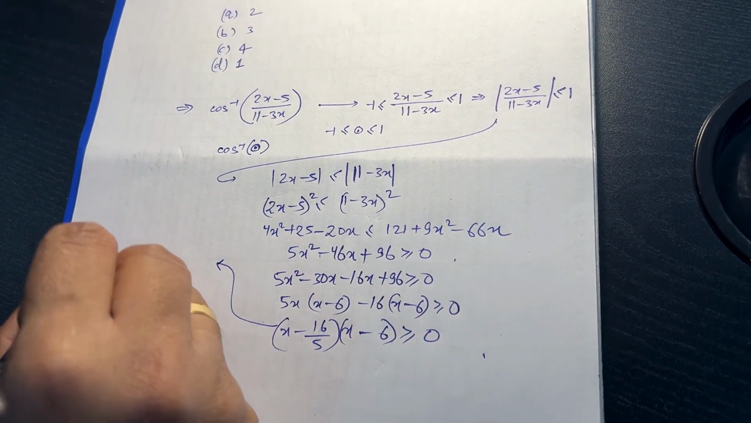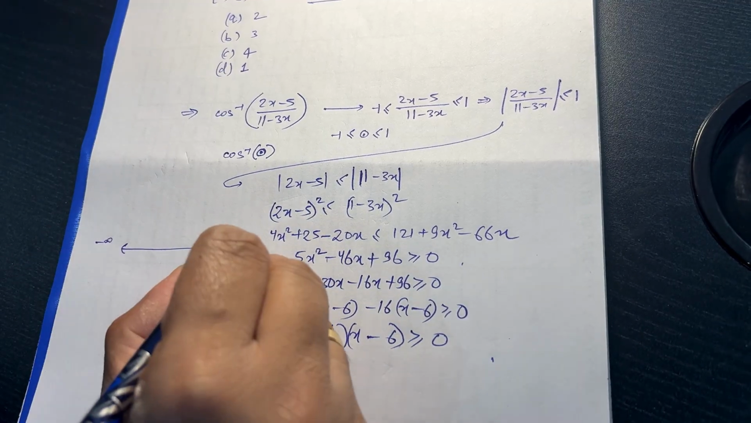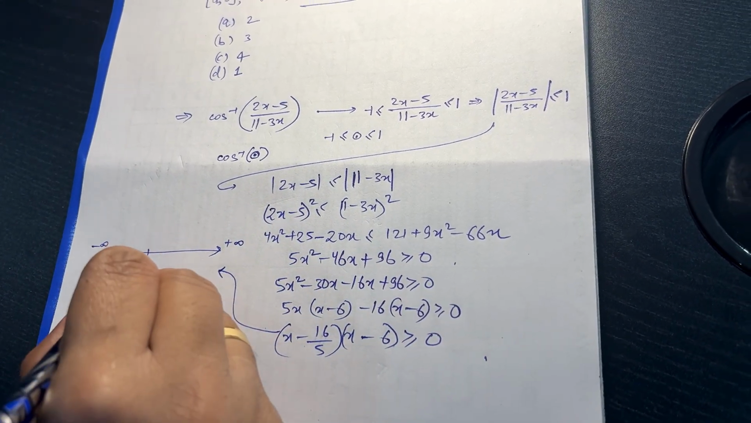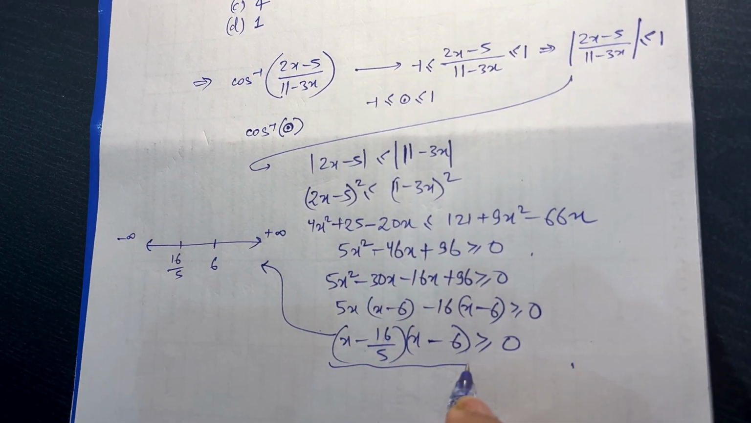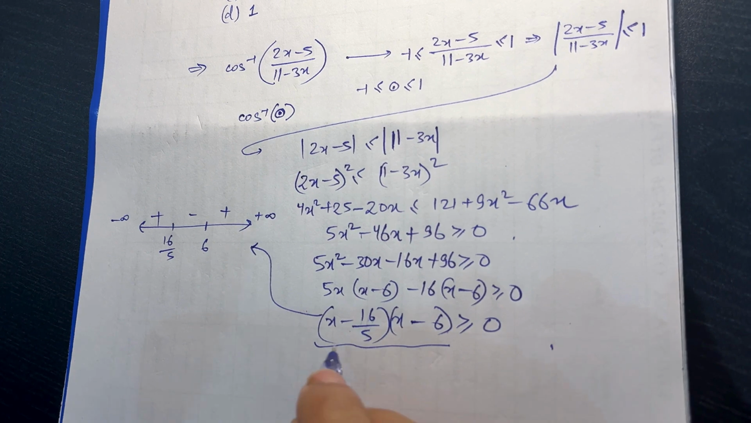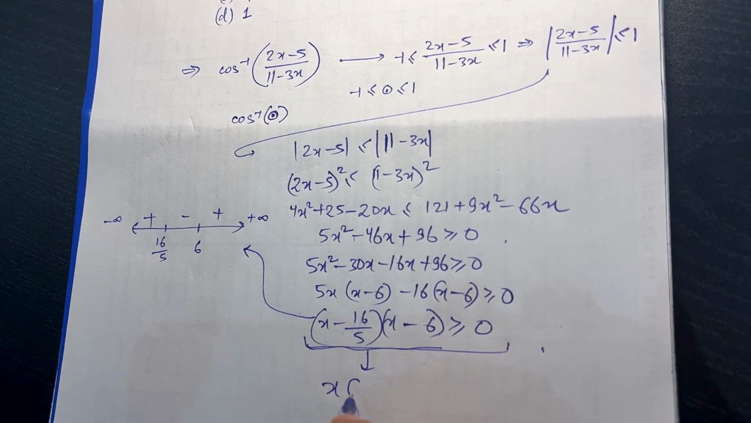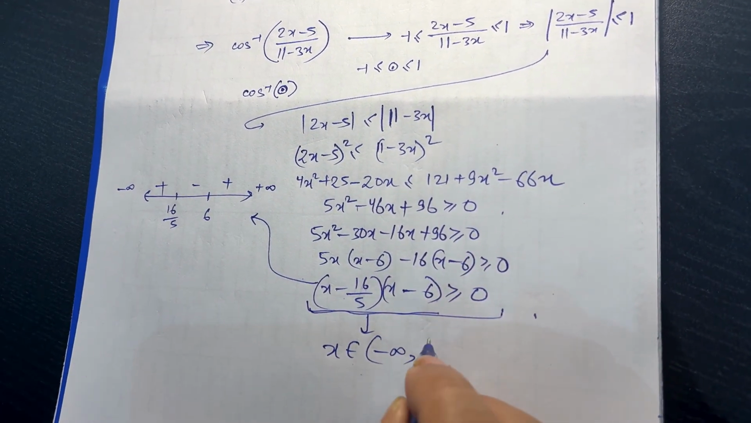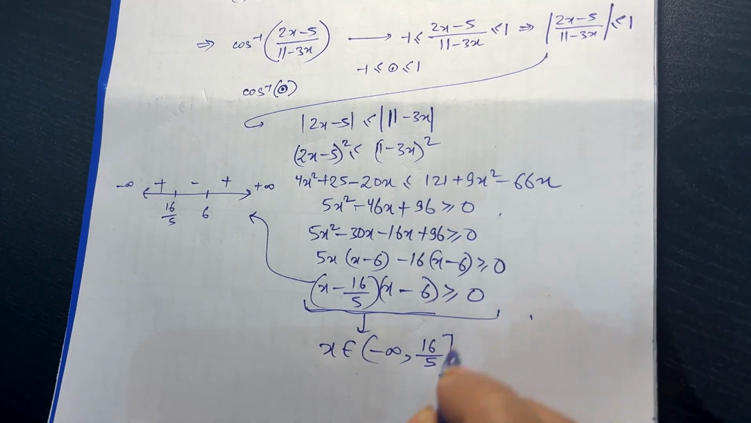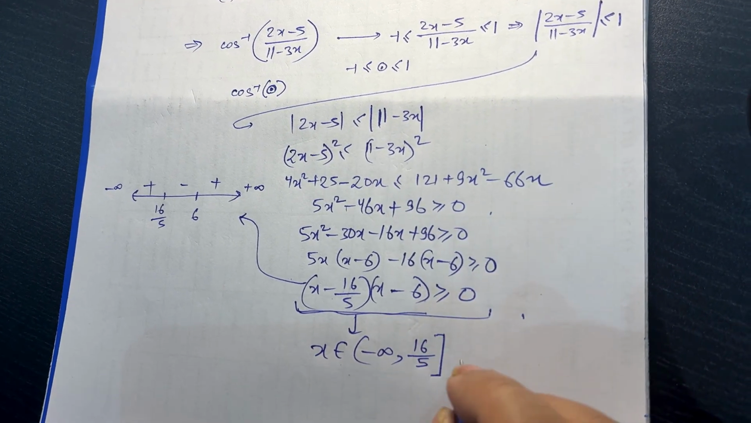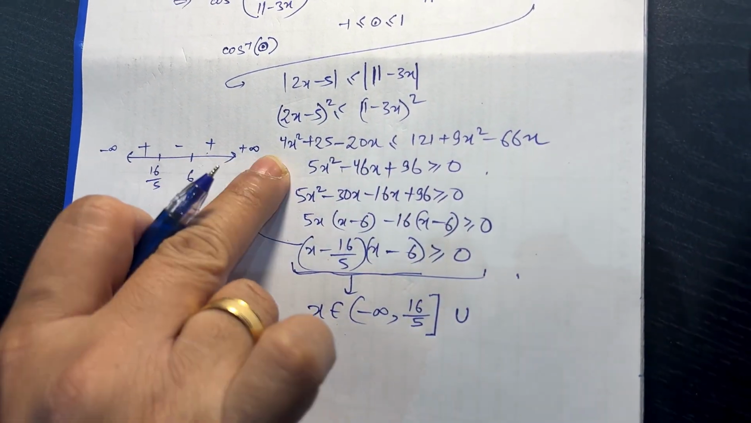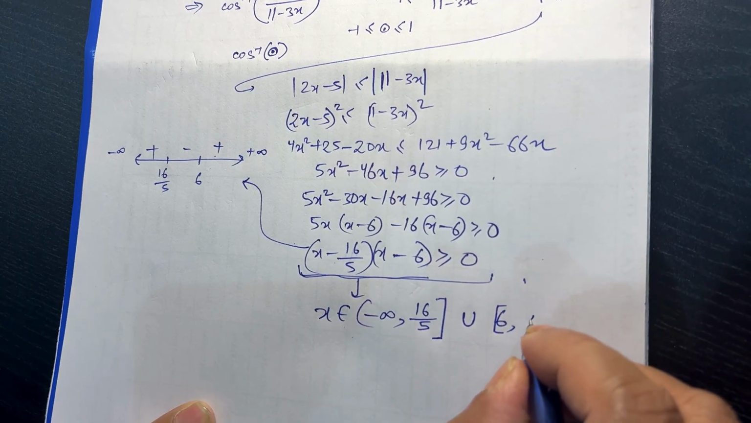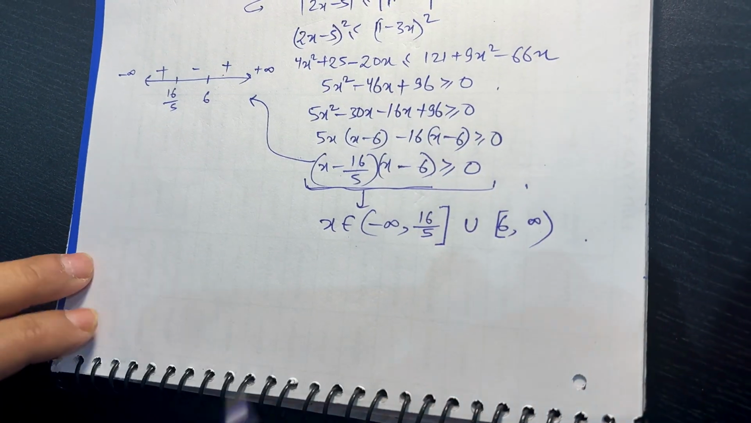We'll plot this using the wavy curve method. This is minus infinity, this is plus infinity. We have 2 points, 16 by 5, which is 3.2, and 6. We need the value to be greater than 0, so it will be plus, minus, plus. So for this to hold, x should be between minus infinity to 16 by 5, close bracket, because we have an equal to sign with 0, union 6 to infinity. 6 would be closed, infinity, as we know, would always be open. This is the domain for the first function, which is cos inverse.